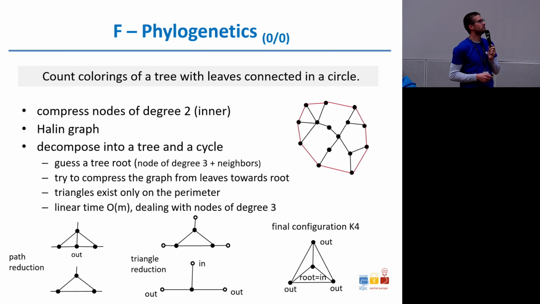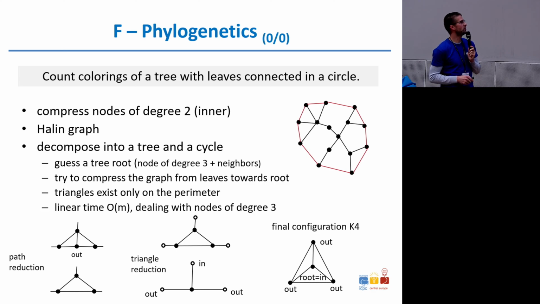Okay, so once we fix the root, we can try compressing this graph from leaves towards the root. How we do this is by noting that triangles will only exist on the perimeter. So here you have a triangle on the perimeter, here you have several triangles, and we'll be compressing this and simplifying the structure towards the root. And if this works out, then we know that the structure of the graph was okay, and we can also reconstruct which nodes were on the perimeter and which nodes are inner nodes. And we can do this in linear time because we're mostly dealing with nodes of degree 3. So we'll be picking nodes of degree 3 and simplifying this structure.